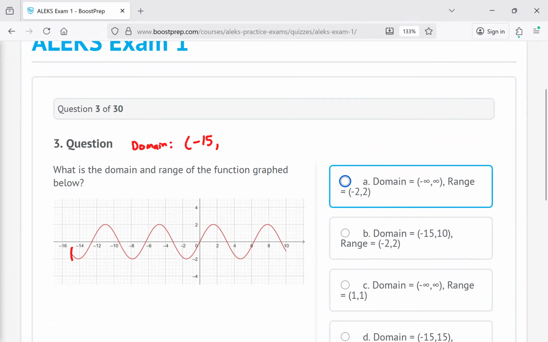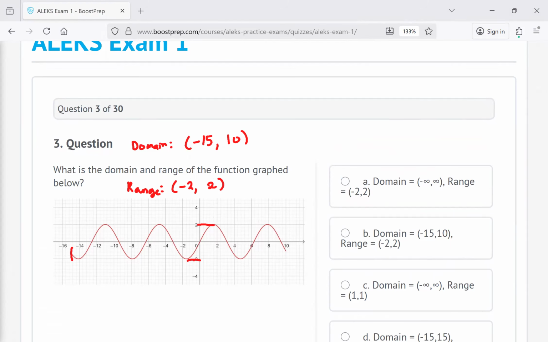What is my highest x value? I think it's 10. Yes, it is. And let's do our range. So range is from smallest y value to largest. It looks like my smallest y value is at negative 2, and my largest y value is positive 2. Okay, there is your answer right there.